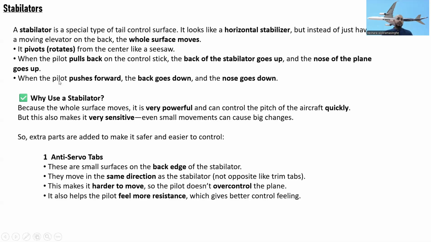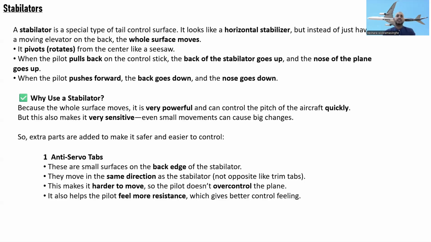It pivots, rotating from the center like a seesaw. When the pilot pulls back on the control stick, the back of the stabilator goes up and the nose of the plane goes up, the same as with an elevator. When the pilot pushes forward, the back goes down and the nose goes down. So why use a stabilator? Because the whole surface moves, it is very powerful and can control the pitch of the aircraft quickly. But this also makes it very sensitive. Even small movements can cause big changes.